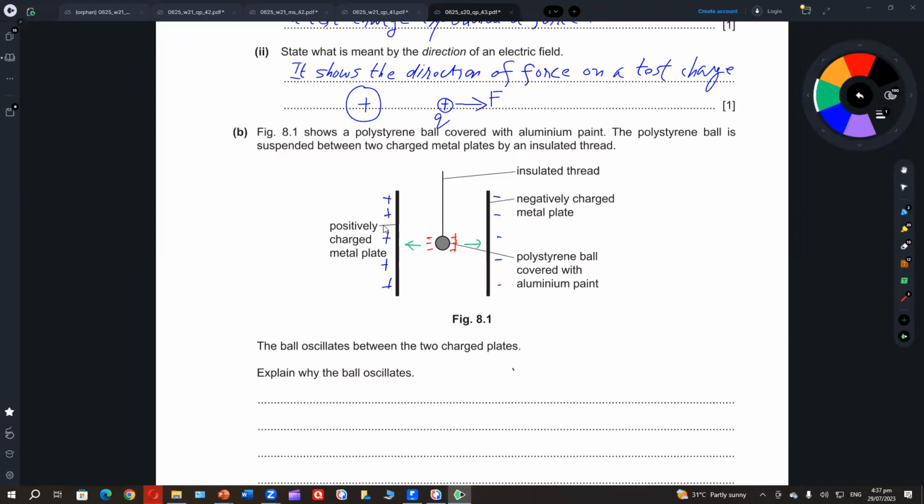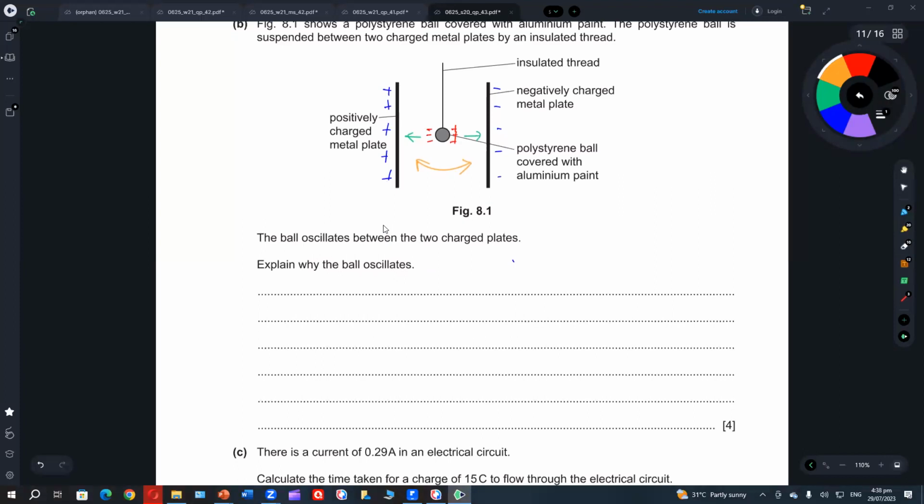Is it right that the ball will be attracted towards both the plates? Yes, it will be. So it will be attracted by both the plates. So that is why the ball will oscillate. Ball will be attracted by both the plates. And I have explained it in the diagram. There will be charge on the ball. Ball will be attracted towards the left plate. Ball will be attracted by the right plate. As it is suspended, it can move easily. So it will move on both sides.